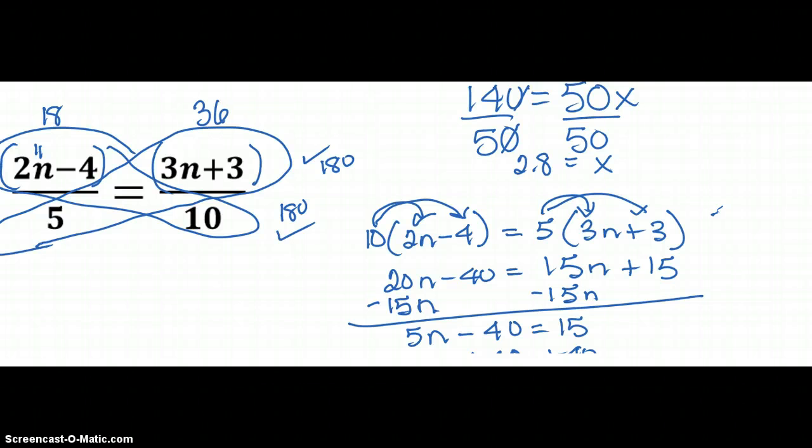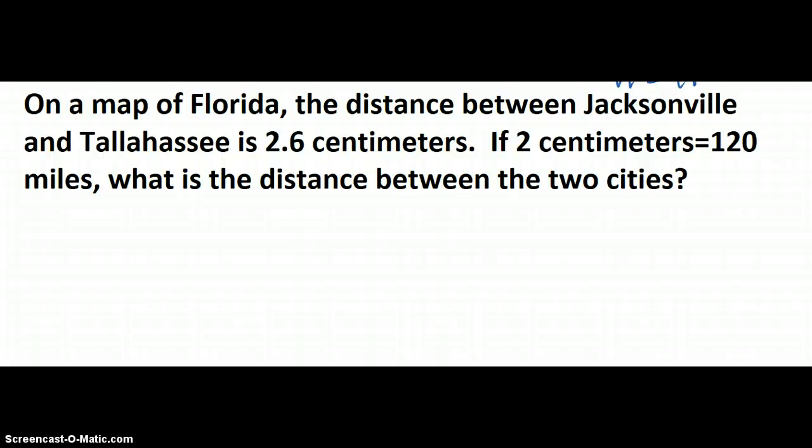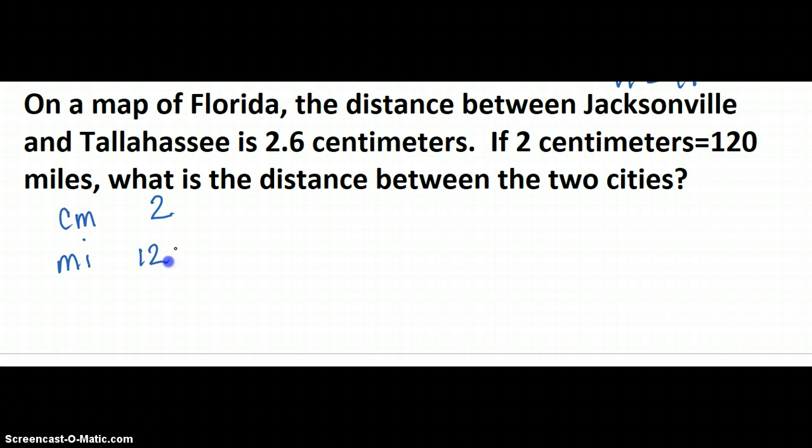All right, let's move on to some of the word problems because we didn't get to any of those in class. So on a map of Florida, the distance between Jacksonville and Tallahassee is 2.6 centimeters. If 2 centimeters is equal to 120 miles, what's the distance between the two cities? Well, this needs to be set up as a ratio of centimeters to miles, because those are the two things that we're comparing. So we have 2 centimeters is 120 miles. So how many miles is 2.6 centimeters going to be?